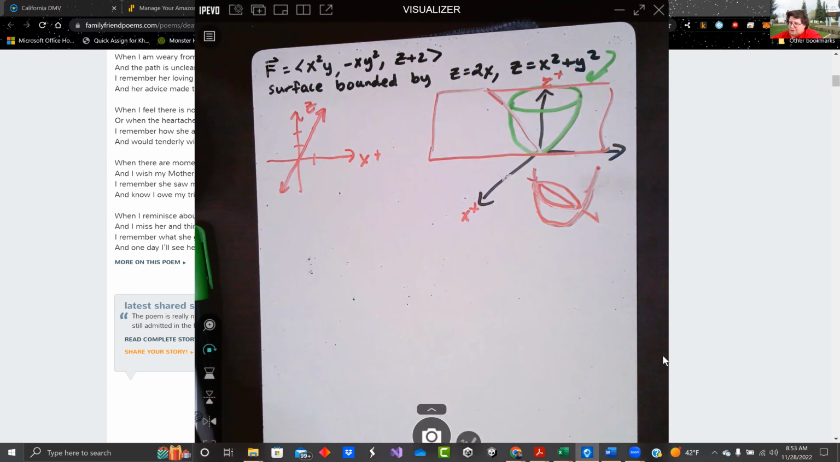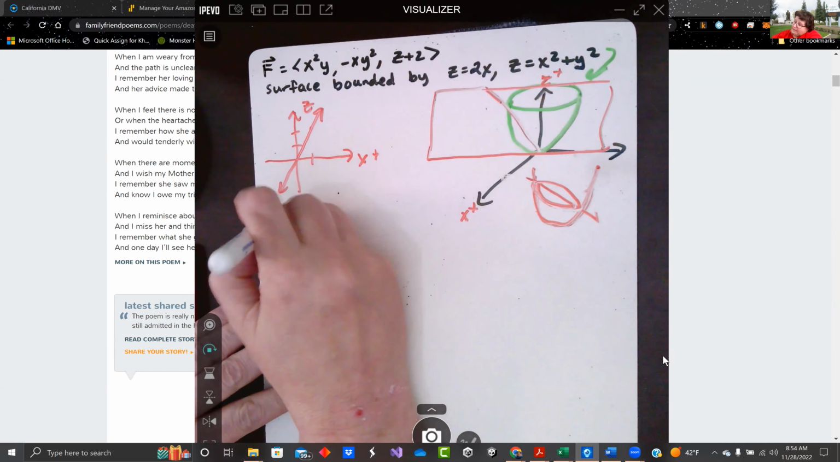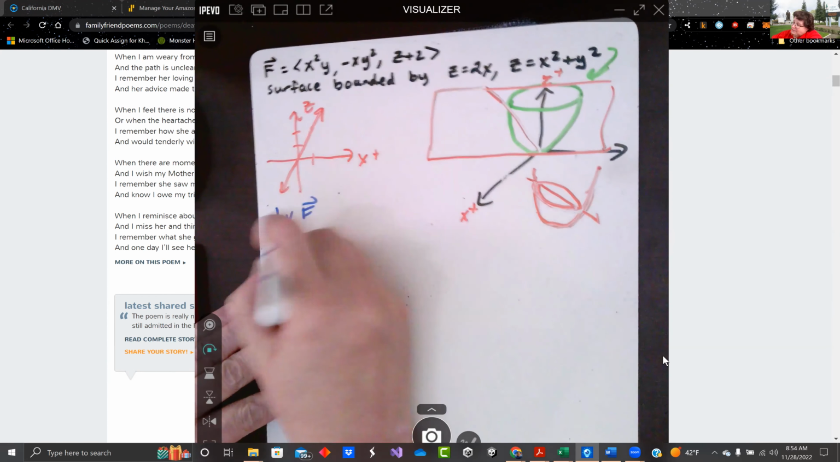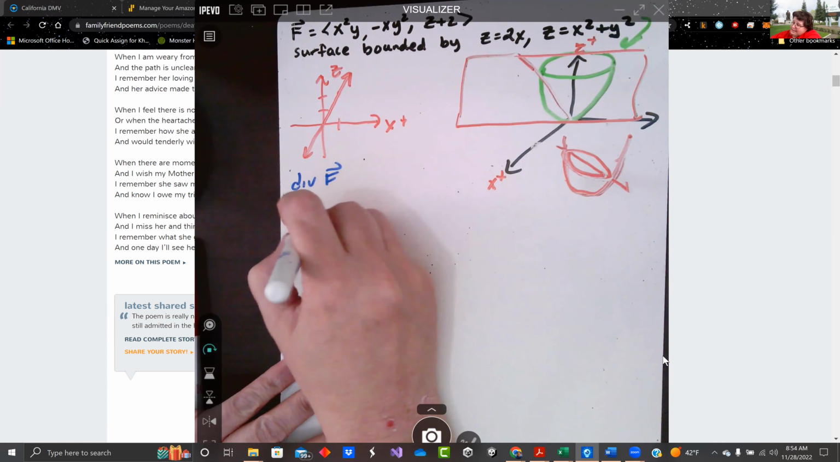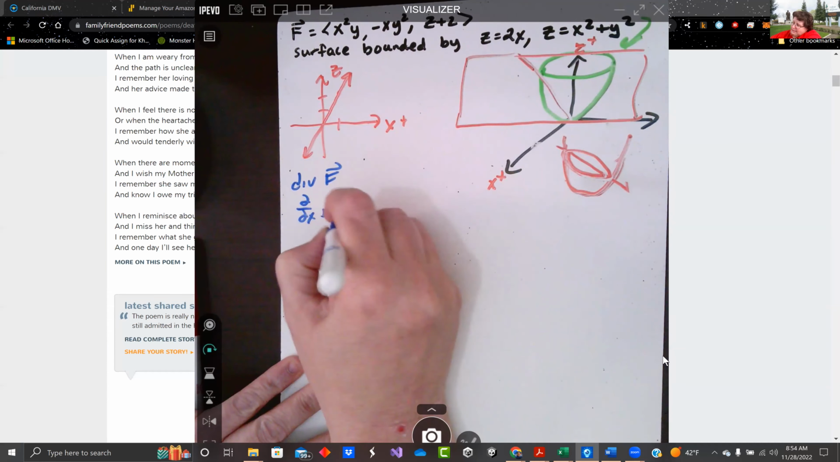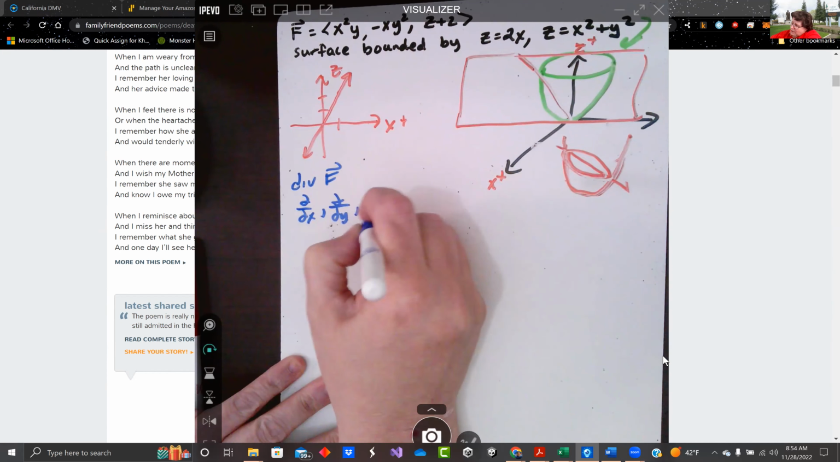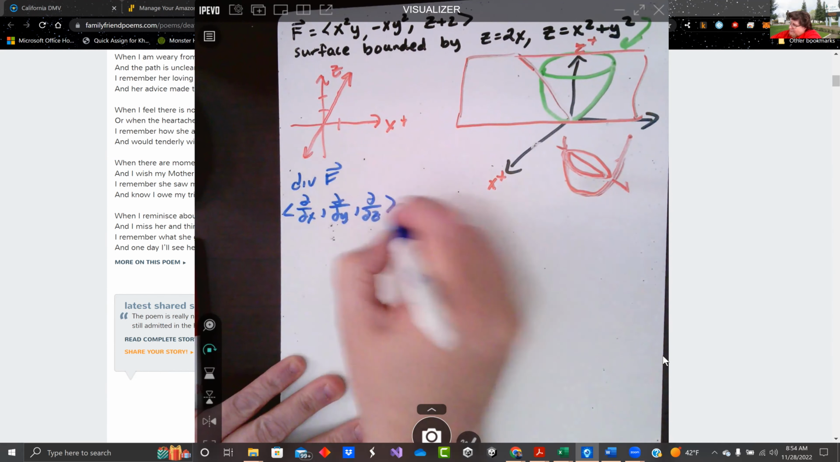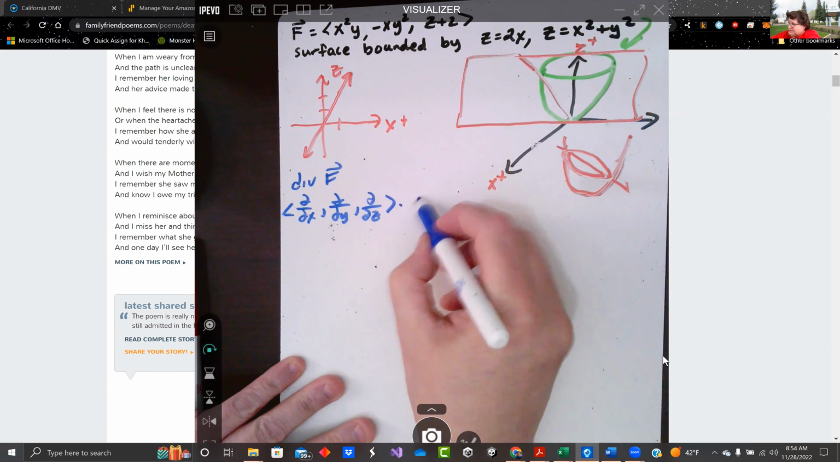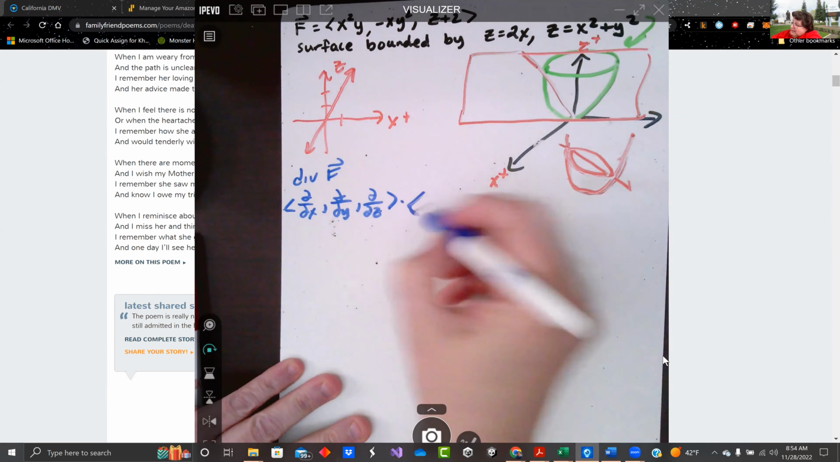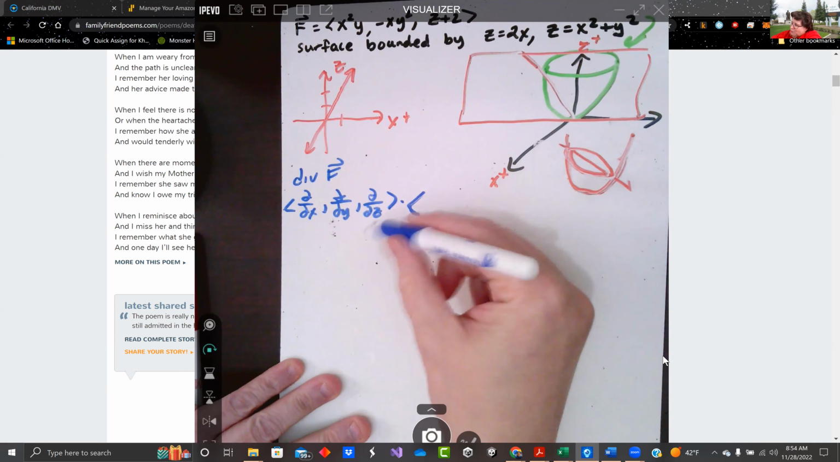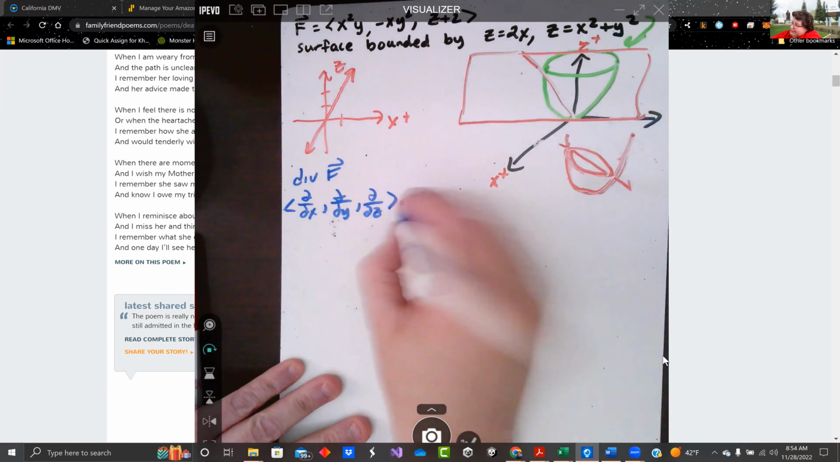Let's take a look at the divergence. Let's see what the divergence gives us. Div F. We've got d/dx, d/dy, d/dz. If you are comfortable doing that quicker, please do so. But on the test, show this out. Don't just jump to the answer. Show me that you know what the divergence is doing.